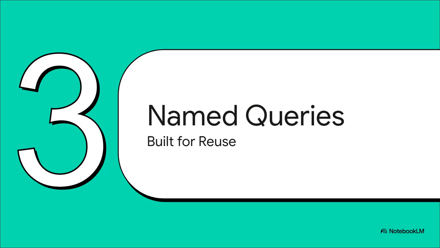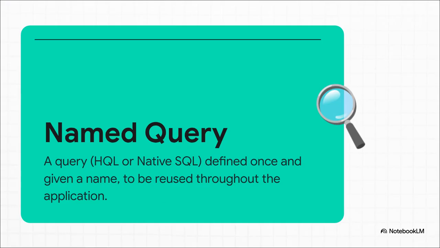All right, our last tool in the toolbox isn't really a new way of writing queries, but it's a brilliant way of organizing them. Let's meet named queries. This is the tool you're going to use for all those jobs you have to do over and over and over again. So a named query is simply an HQL or even a native SQL query that you define in one central place and give a unique name to. Then, anywhere else in your application, you can execute that query just by calling its name, instead of having to rewrite the whole query string every time.